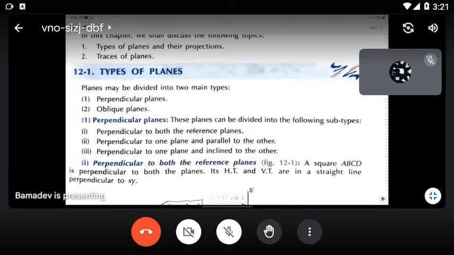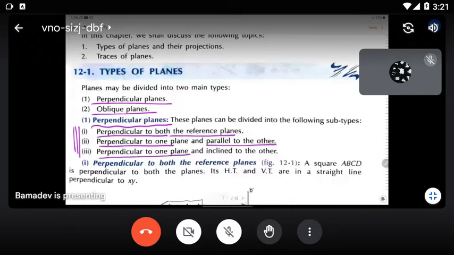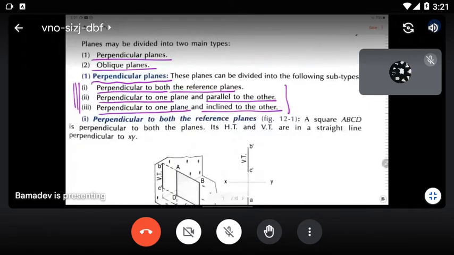So what I have written there, these are the types. I will focus on the perpendicular planes, which have three subcategories: perpendicular to both the reference planes, perpendicular to one and parallel to the other, and perpendicular to one and inclined to the other. So these three will be covered today. And the oblique plane I will cover in offline mode.